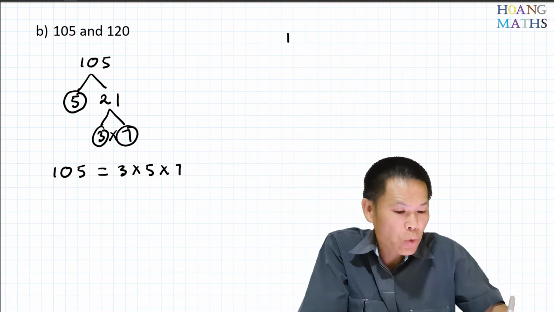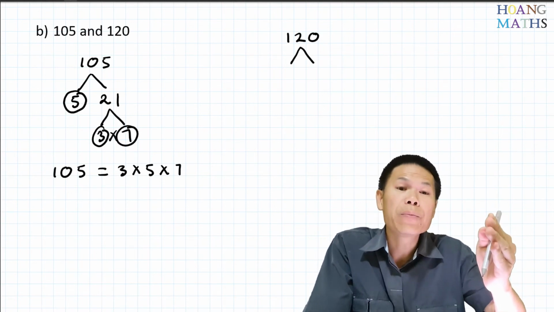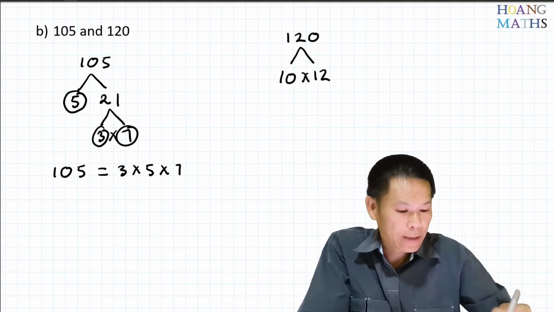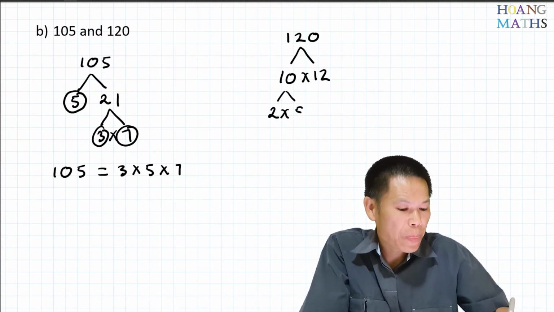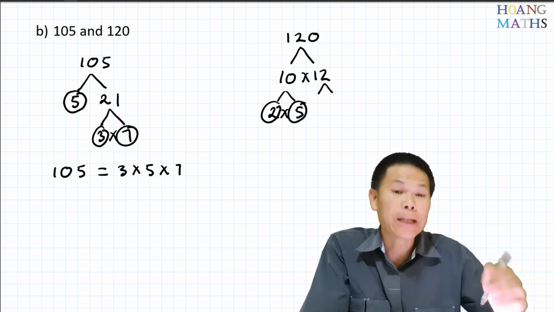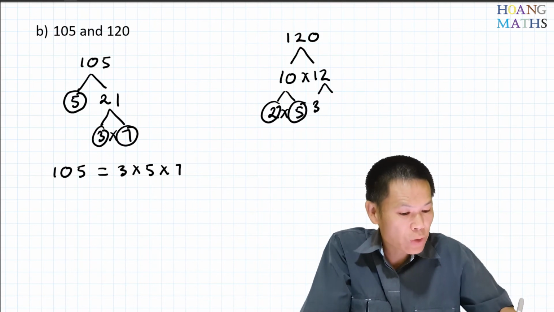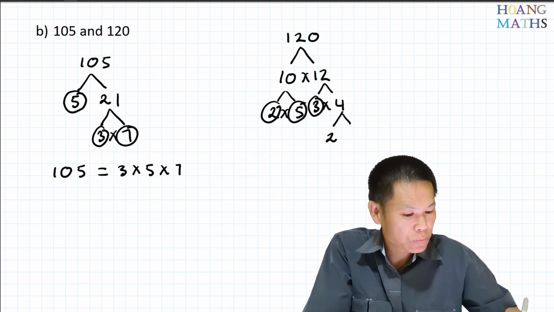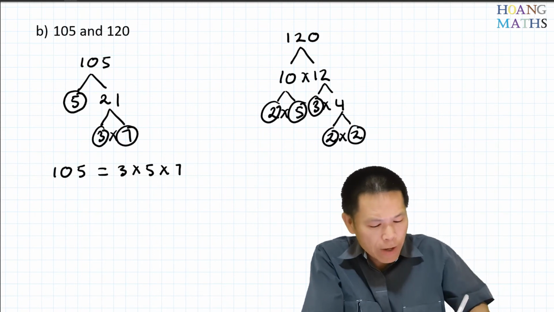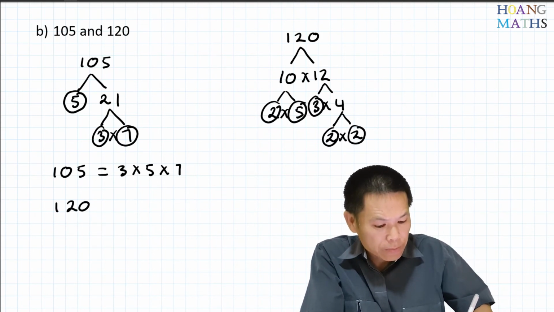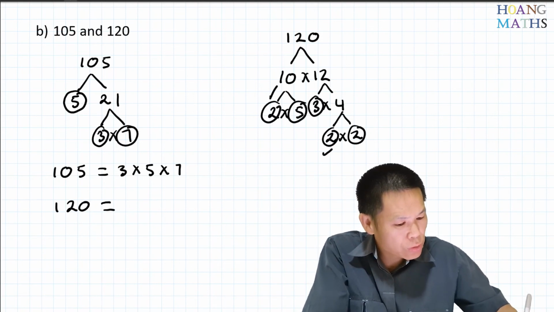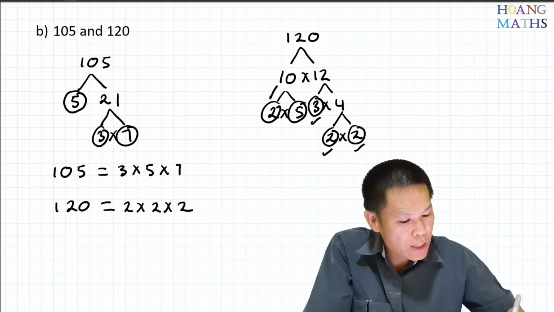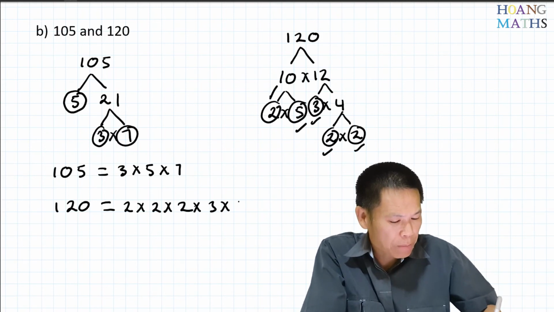Then let's work out 120. 120 is 12 times 10, or 10 times 12. Then 10 is 2 times 5, and this is prime, this is prime. And 12 is 3 times 4. So I just write 3 times 4. This 3 is a prime, and 4 is 2 times 2. There you go. So let me write this down. 120 is equal to 1, 2, 3, so 2 times 2 times 2, and we have 3 and 5, so times by 3, times by 5.